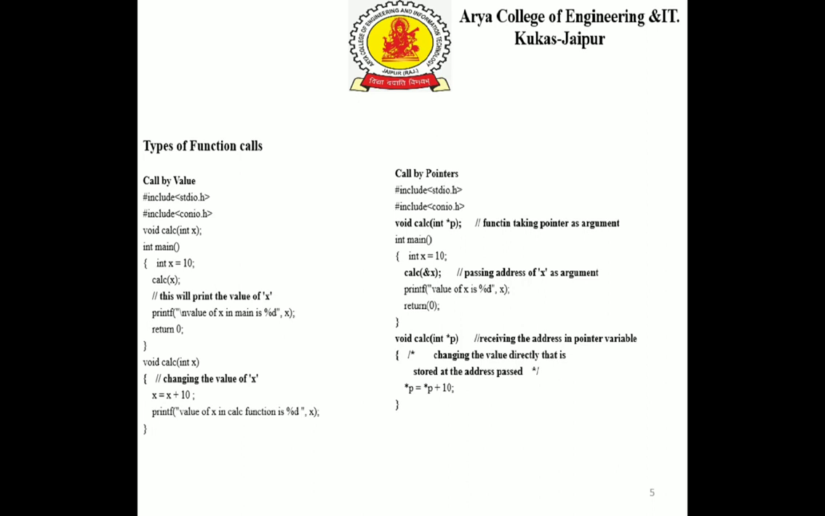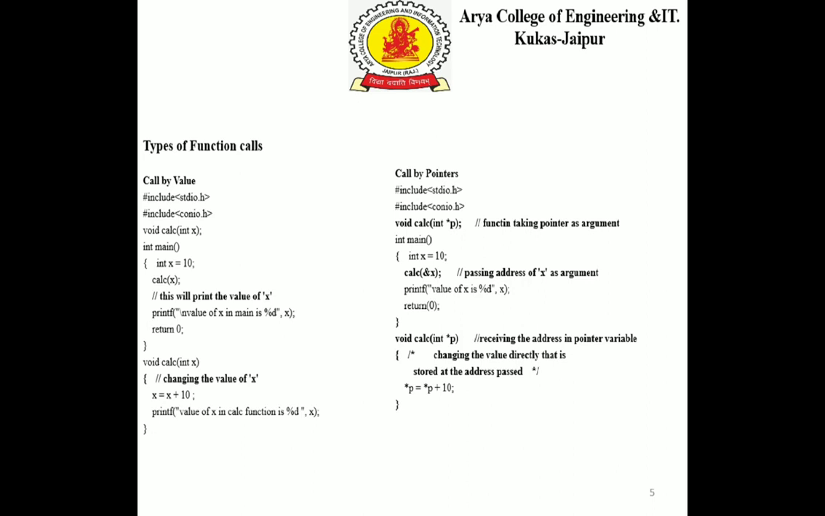But in call by pointers, after the include section we are declaring a function, and we are saying that it is receiving a parameter integer asterisk p, meaning a pointer of integer type, meaning it will be storing the address of an integer variable. In the main function we can see again integer x having value 10 declared and initialized, then the function is called. This time the x is passed with the address sign, meaning the address of x is passed to the function.